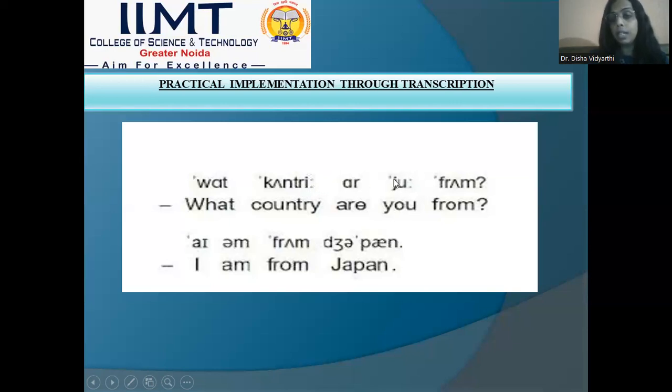Now this is your symbol, you from. Okay, so this is the use. When we know the correct symbol, when we know the correct sound articulation, definitely we will speak it correctly. Now, if you pay attention or put your focus on the second example, I am from.